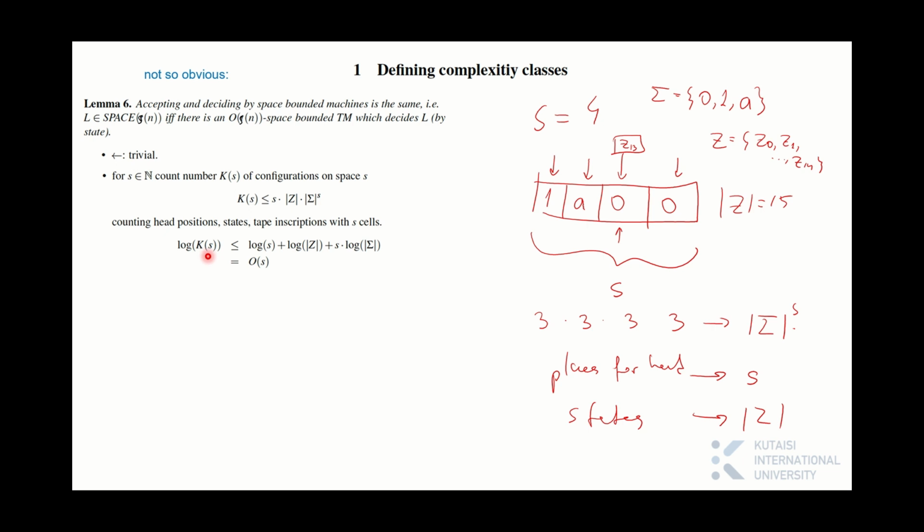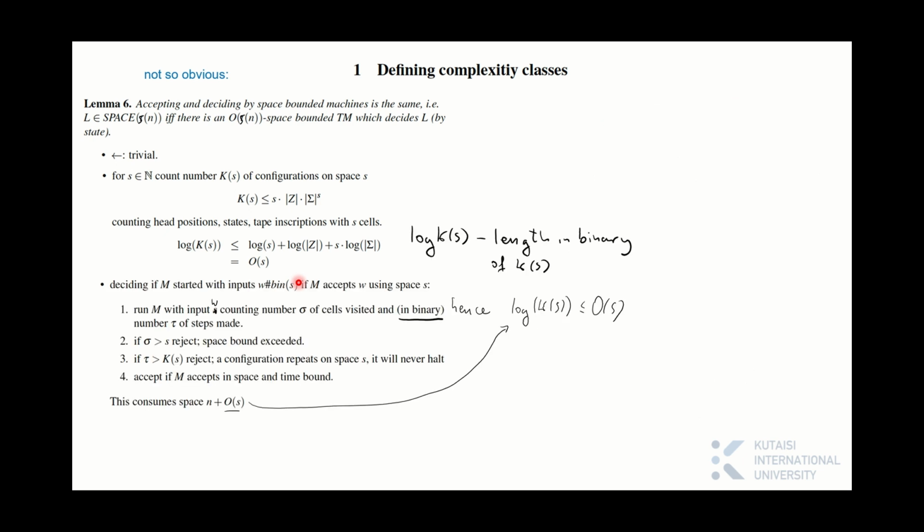And what is log K of S? Why do I calculate this? KS is a natural number. If I want to write this natural number in binary, the size of the string in binary will be log of K of S. I want to write this down and count later. So log of K of S is log of S plus log of Z plus S times log of sigma, just applying log on both sides, and it's O of S. So linearly in S, I can write KS in binary.